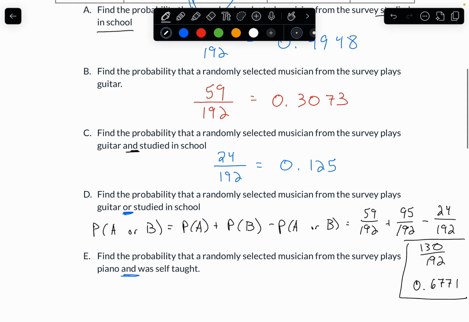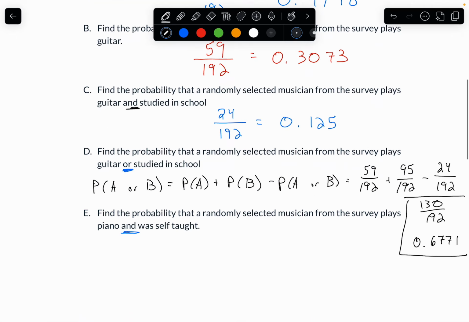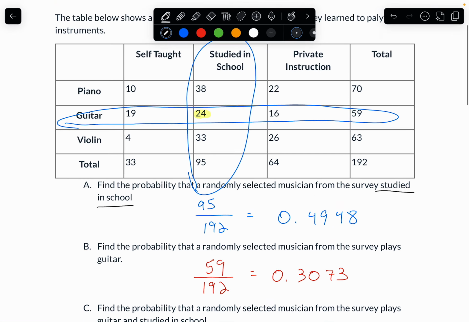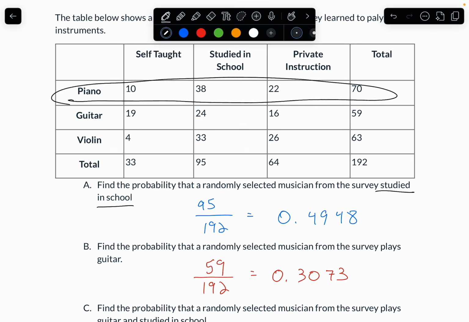But what's nice is I can go ahead and I can say, and actually, I already forgot. Plays piano and was self-taught. I don't really need to use a formula because I can just look at directly, here's the individuals that play piano, here's the individuals that were self-taught. So there are only 10 individuals that play both piano and were self-taught. So I don't really need to use a formula here.